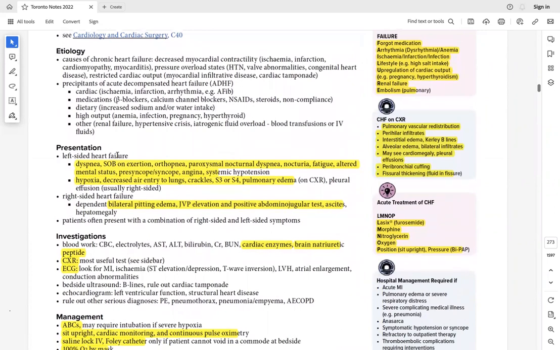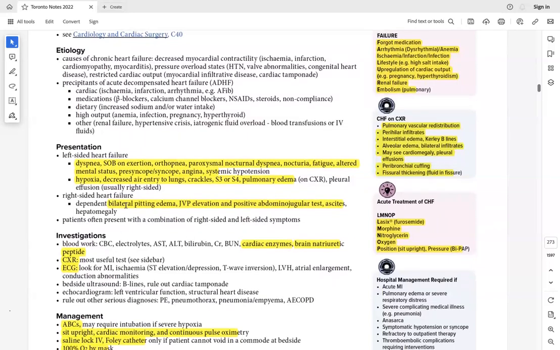What will the patient present with? In left-sided heart failure, they have dyspnea, shortness of breath, orthopnea, nocturnal dyspnea, nocturia, fatigue, altered mental status, pre-syncope, angina, hypoxia. Similarly, in right-sided heart failure, they will have edema, elevated JVP, positive abdominojugular test, and ascites. Okay, so mainly in right-sided, there is more edema and ascites. And in left-sided, they will present with shortness of breath and dyspnea. This is the main differentiating feature between the two.